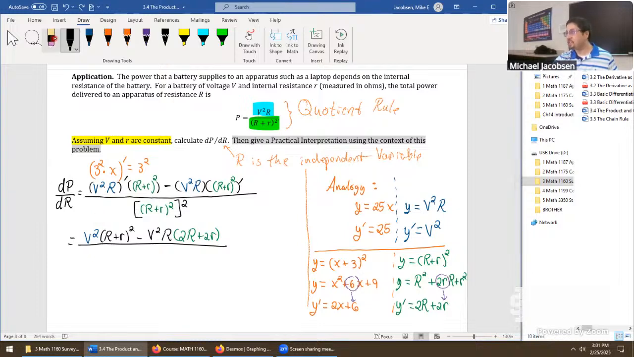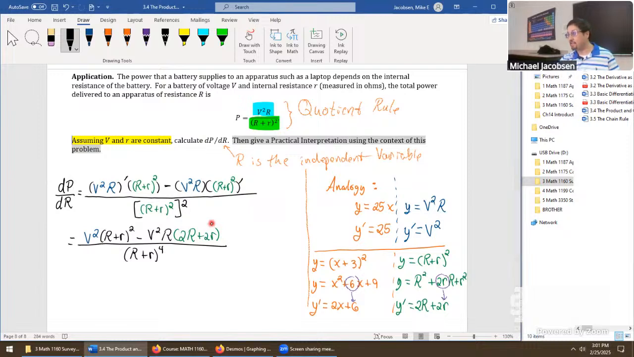Okay, now next, our whole denominator doesn't change. That's kind of nice, but we can simplify it. If something squared is being squared, exponents multiply. So this is R plus r to power 4. And at this stage, looks like we have a pretty good derivative here. The numerator is involved and it simplifies.